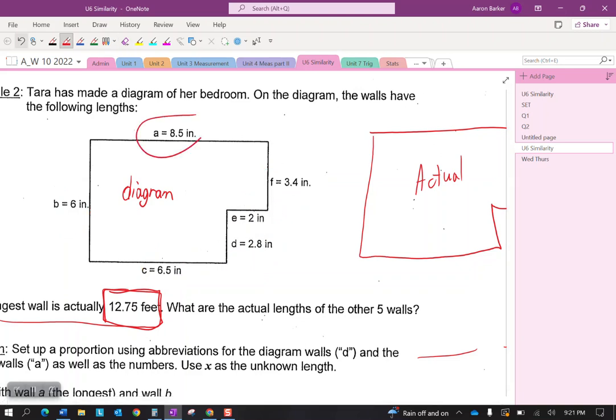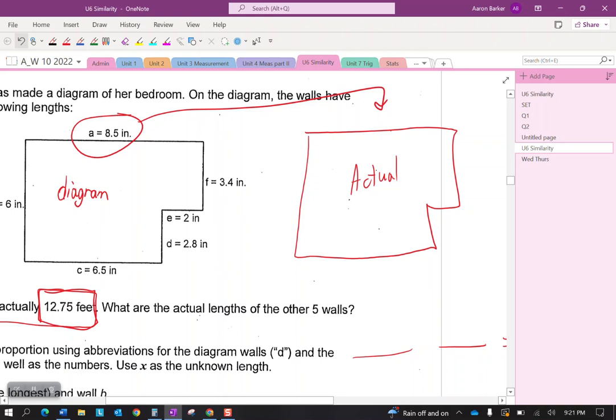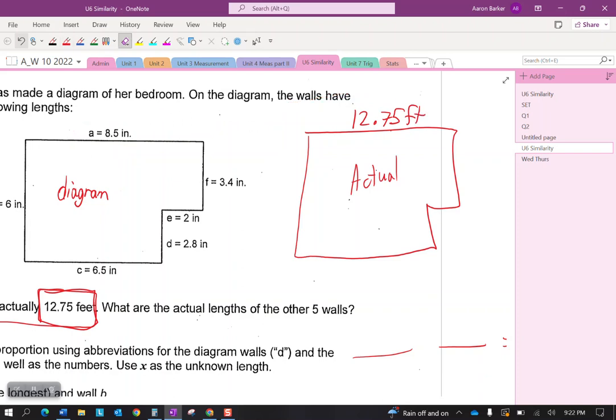You're right, the top wall is the longest. So we're going to write that over here because that is 12.75 feet. Make sure you have your units. Write FT for feet. So the question now is, what are all these other measurements? What's the length of this wall, this one, this one, this one, and this one?